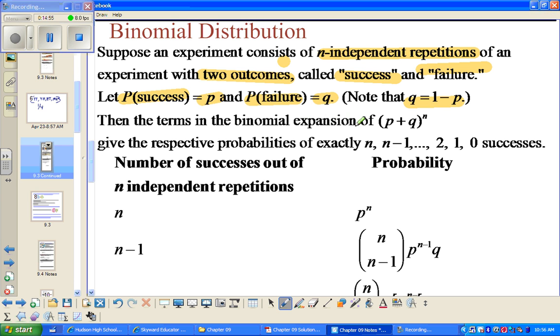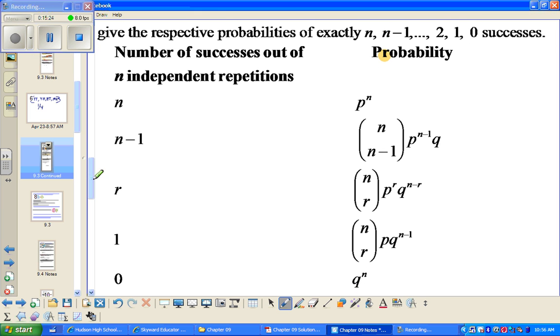Then the terms in the binomial expansion of P plus Q to the nth give the respective probabilities of exactly n, n minus 1, all the way down to 2, 1, 0 successes. So you can get the probabilities of however many successes you want out of the number of attempts you have. And then I've got a little chart here to help you visualize that. If there's n successes, it would be p to the nth as your probability, or that would be the term.